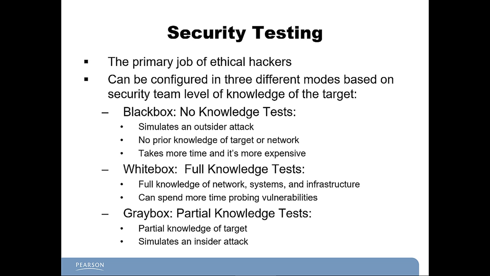Now, this is different from a white box. We're calling this a black box versus a white box. A white box is a full knowledge test. They fully understand how the network is designed, and they're looking more at vulnerabilities, not at the network itself. A gray box, they have some knowledge, and it's more simulating an inside attacker from within the network. We are going to discuss white hat, black hat, and gray hat in just a few minutes, so do be patient.